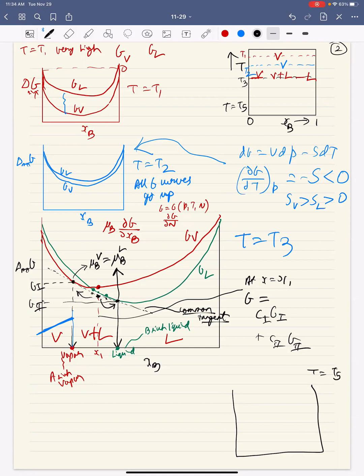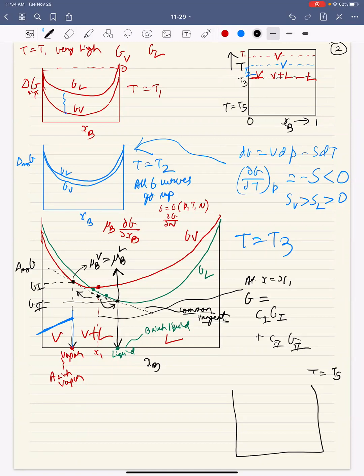No, so as I decrease the temperature, think intuitively. Higher. Why? Think through this relation. It's entropy dominated. So as you decrease the temperature, the curves start to go up. And different curves move up at different rates, right? So by that argument, this will completely flip. G vapor will be completely above G liquid.